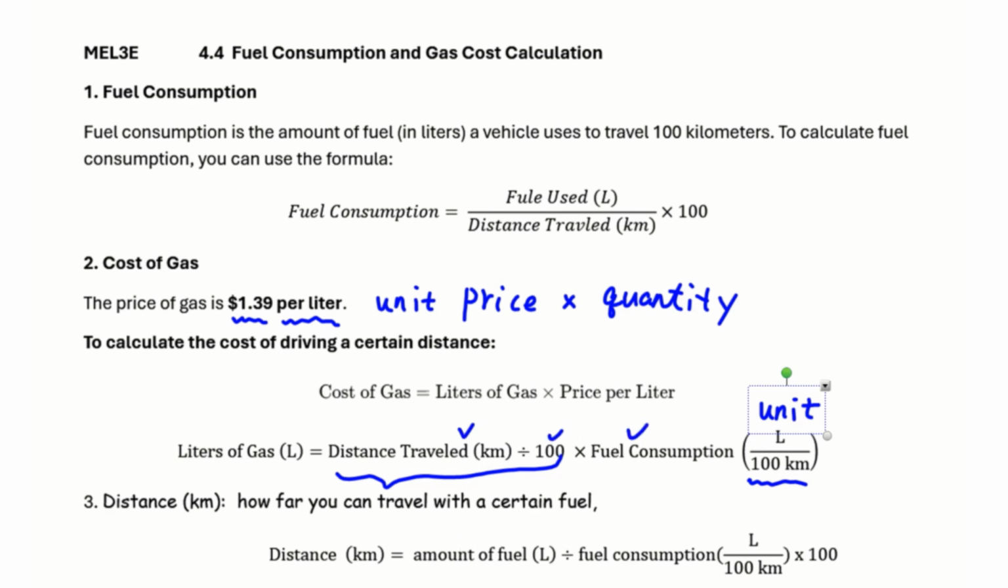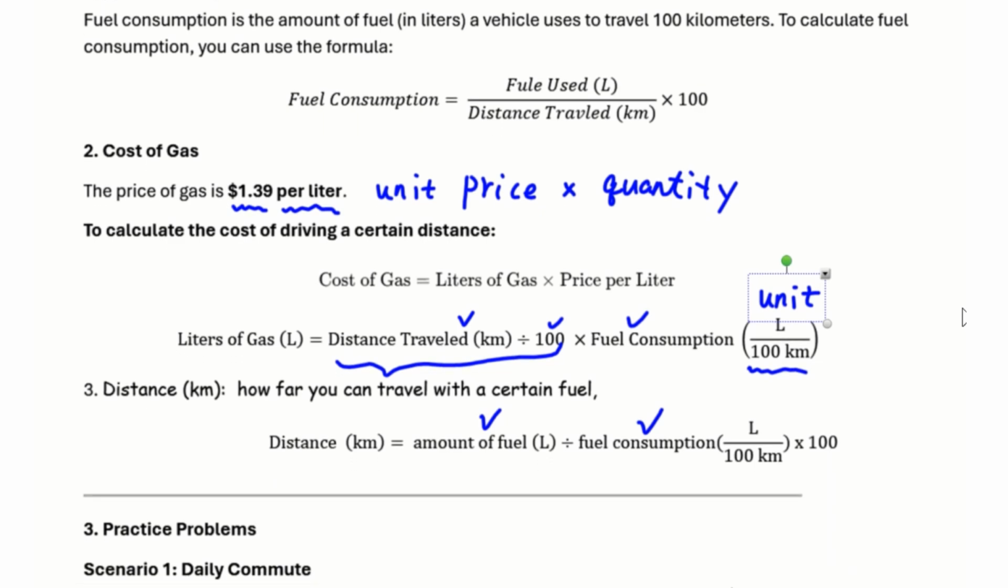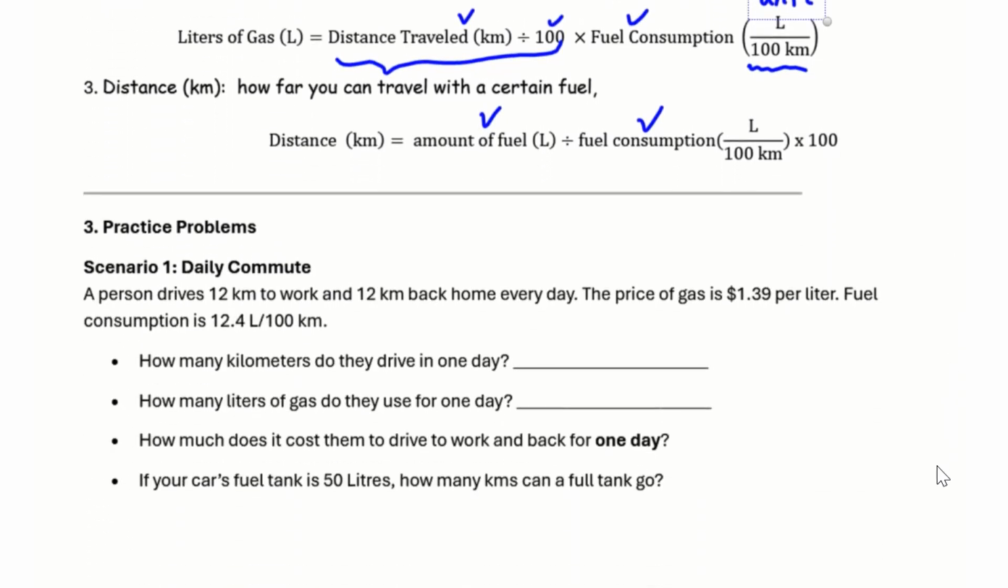So when you want to find the distance traveled from the liters you have, we use the amount of fuel divided by fuel consumption and times 100. The reason is you have the amount of fuel, you divide by fuel consumption, then this is counted by 100 kilometers. Then we times 100 kilometers, and we can get the distance. So now we are going to use these four formulas to do some calculation.